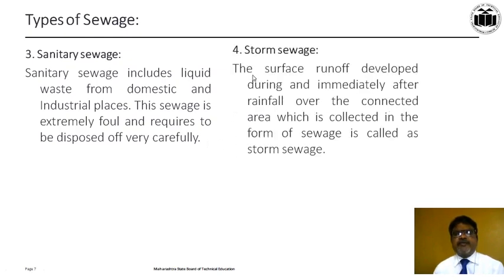The fourth type of sewage is storm sewage. The surface runoff that develops during and immediately after rainfall over the connected area, which is collected in the form of sewage, is called storm sewage. In short, the runoff immediately after rainfall, which is flowing in the sewer, is called storm sewage.